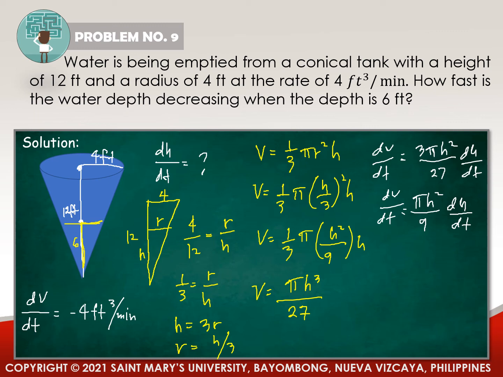Substitution na lang tayo. So ang dV over dt natin is negative 4. So we have negative 4 equals pi. Ang height natin is 6 feet. Okay? Yung 6 feet ang gagamitin natin. So times 6 squared all over 9 dh over dt. So multiply natin by 9 both sides. So negative 4 times 9 is 36. So negative 36. So we have 36 pi, right? dh over dt.